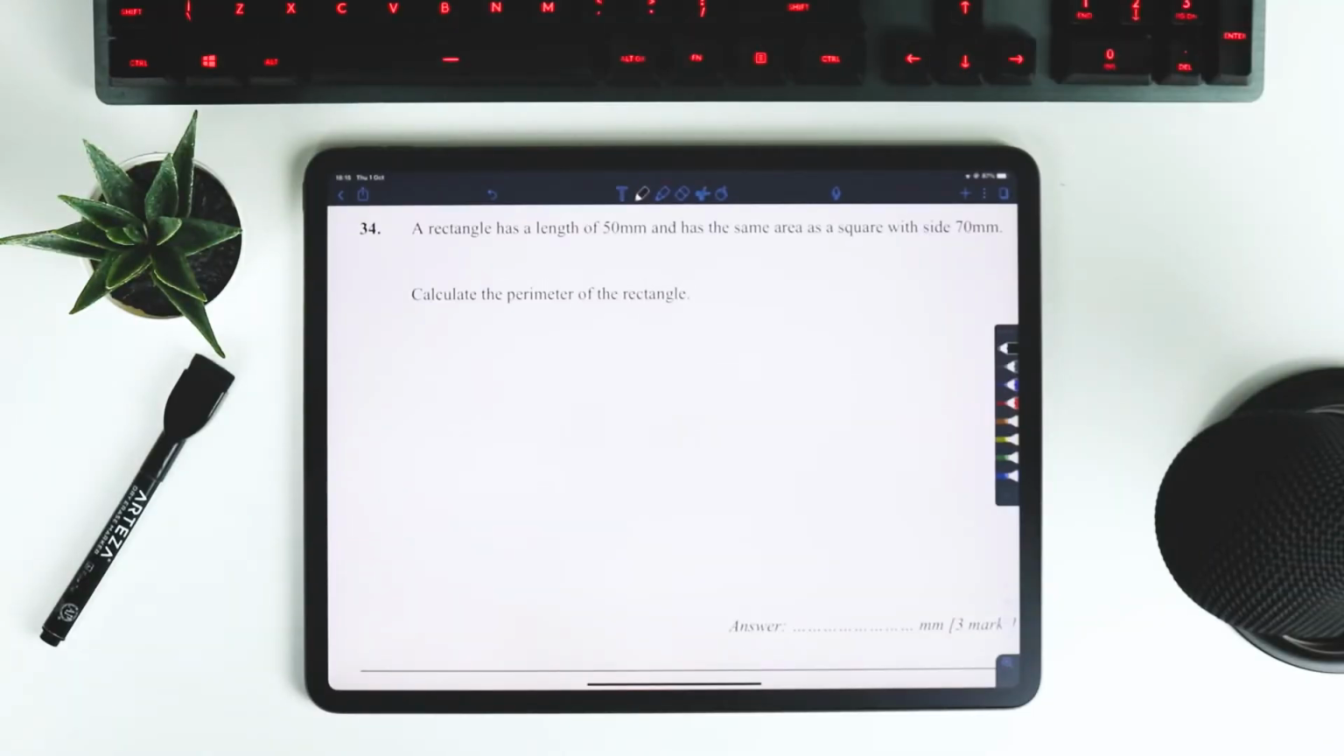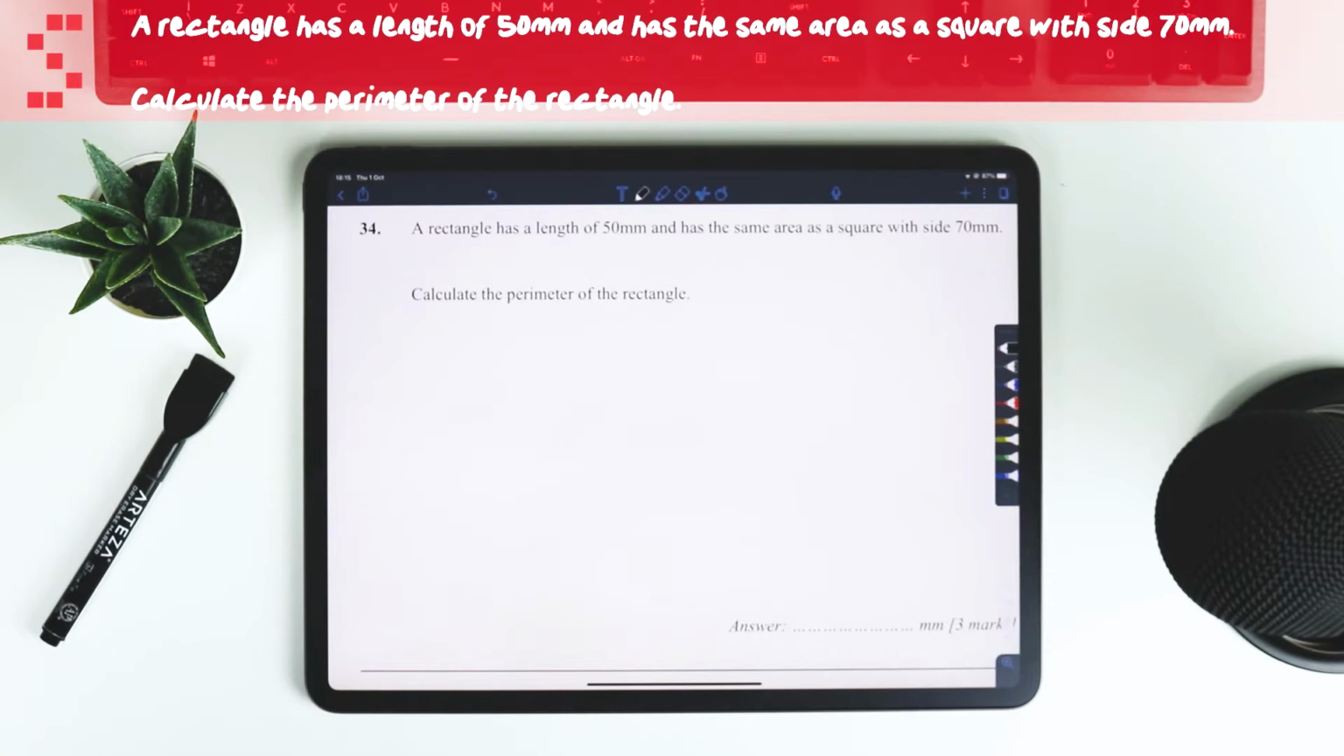So we're moving on to question 34 now. A rectangle has a length of 50 millimeters and has the same area as a square with side 70 millimeters. Calculate the perimeter of the rectangle. So we can draw this out.